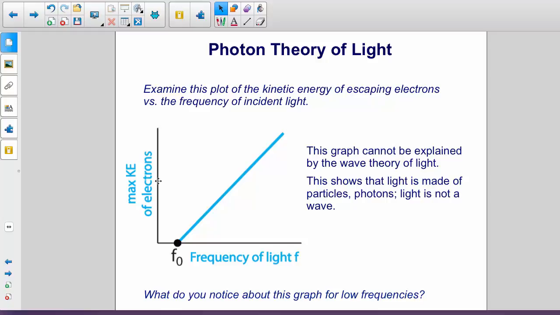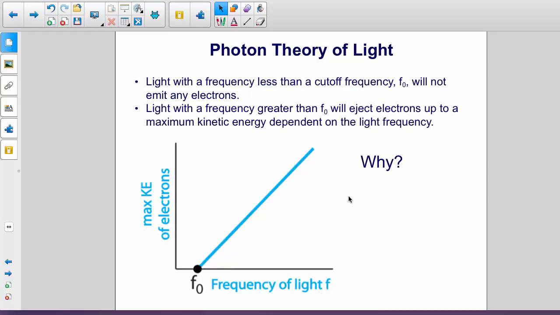This plot summarizes the types of results that Hertz and others got. This kind of graph cannot be explained with the wave theory of light. It shows that light is made up of particles, photons, and it's not a wave.